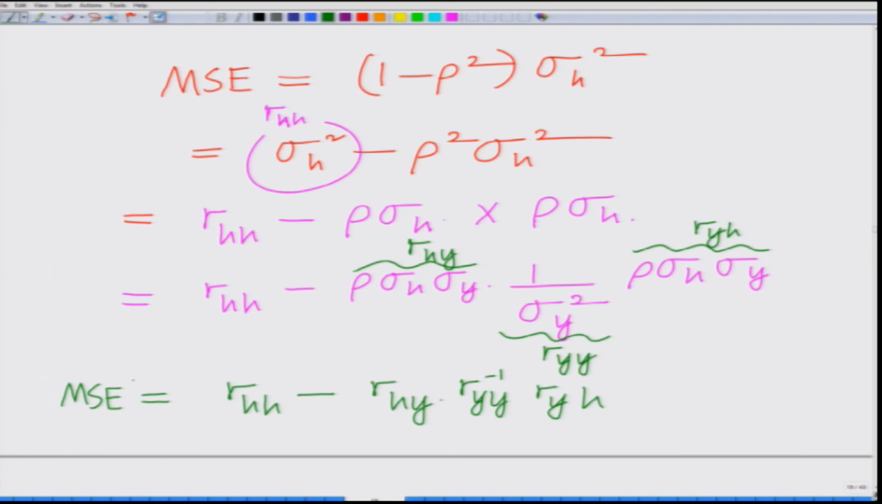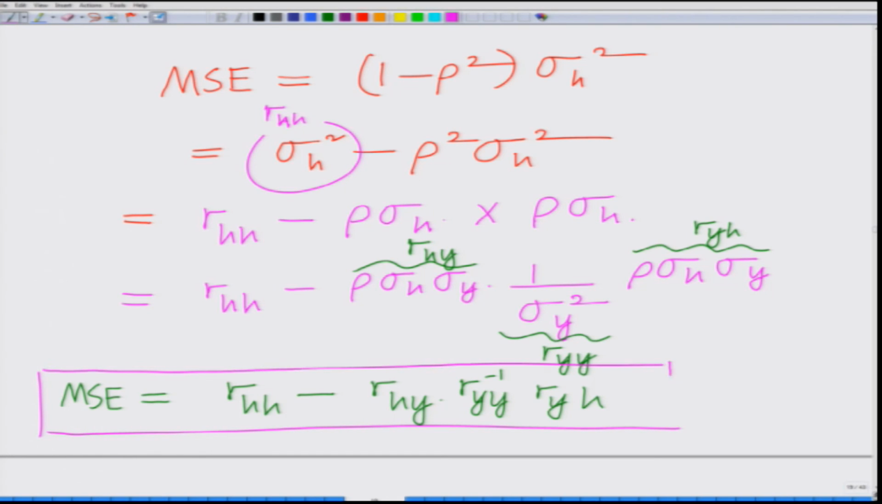In fact, this is not just the MSE, but this is the MMSE. In this case, this is the minimum mean squared error. This is not just the MMSE, but for this particular scenario, this is the MMSE, that is your actual minimum mean squared error. So, we have found two things.